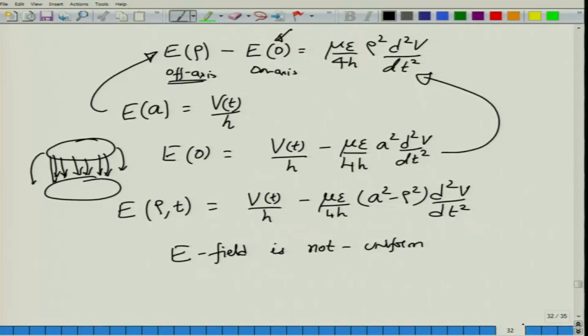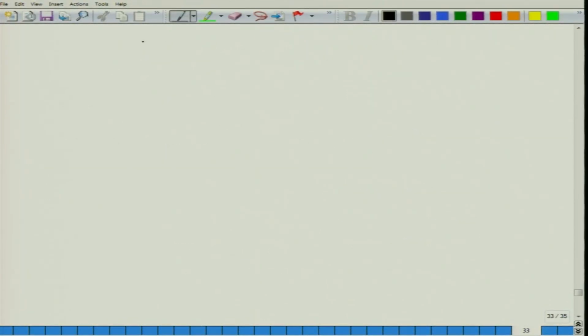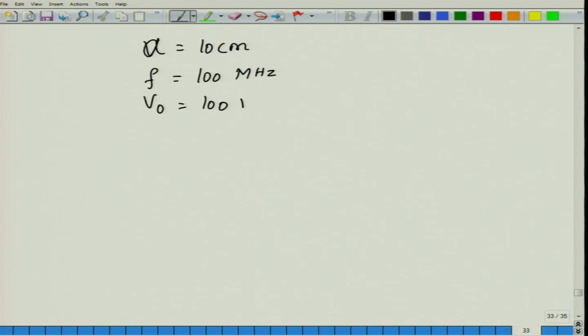To give you some numbers as to how this will change, assume that the plate radius A is about 10 centimeter, and we are looking at a frequency of about 100 megahertz, which is a fairly small frequency, f equal to 100 megahertz. We will also assume that V0 is about 100 volt, which is fairly large.